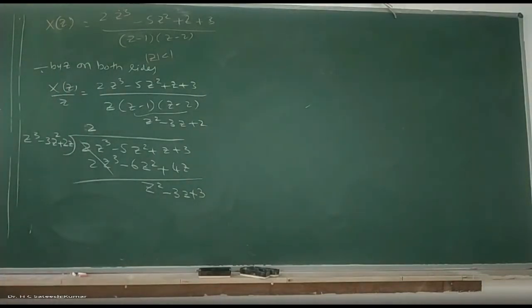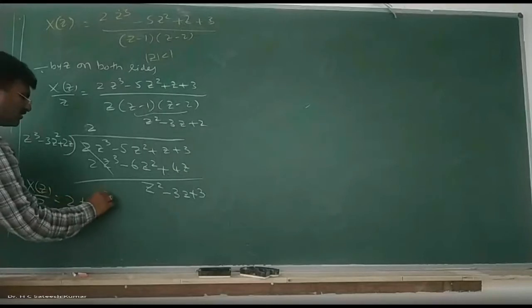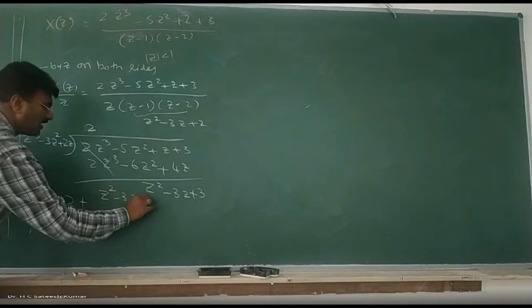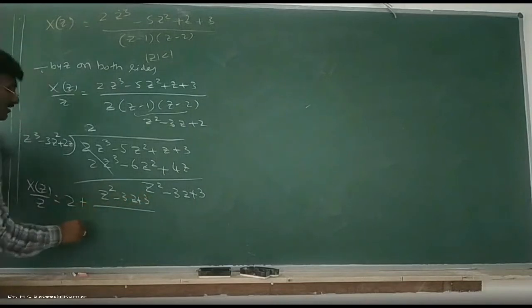Now the power is what? Denominator power is z cube, numerator power is z square. Enough, so we can stop at this point. We should divide until the numerator power is less than the denominator power. That is fine. Therefore, X of z by z is equal to 2 plus (z square minus 3z plus 3) divided by the denominator. Okay, right.